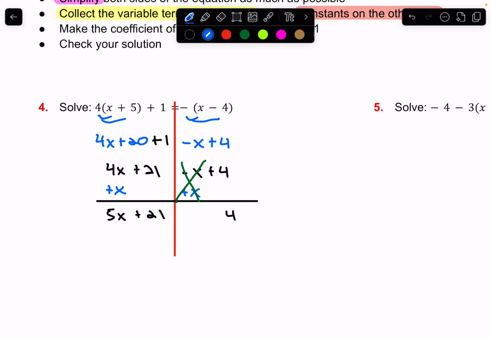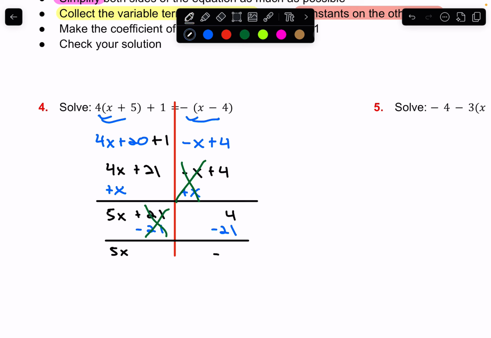We need to move that positive 21 to the other side. Because it's a positive 21, I will put its additive inverse below, which is negative 21. And notice again on the right side, I write minus 21 directly underneath that 4. These 21s cancel. I am left with 5x is equal to negative 17.